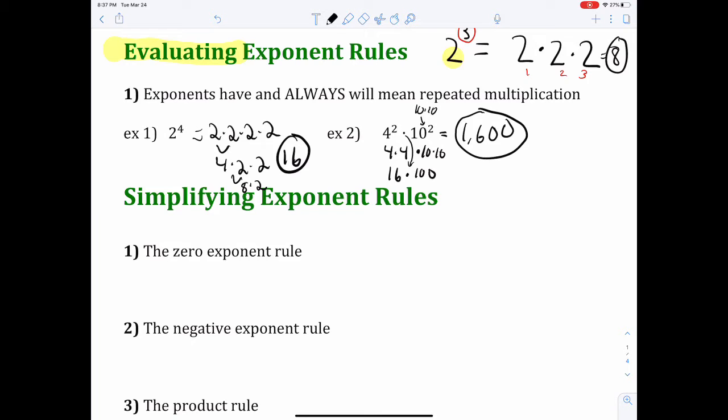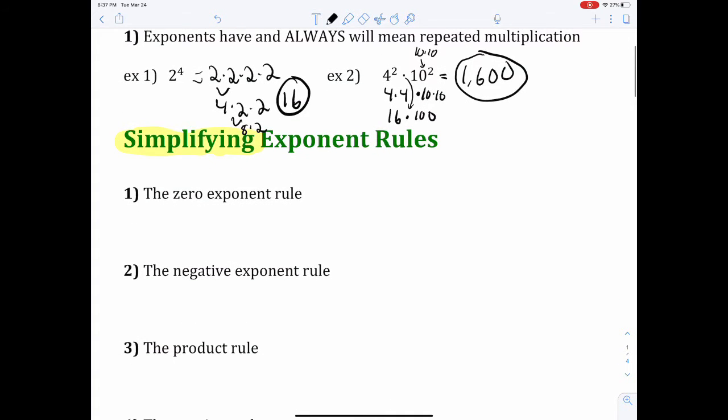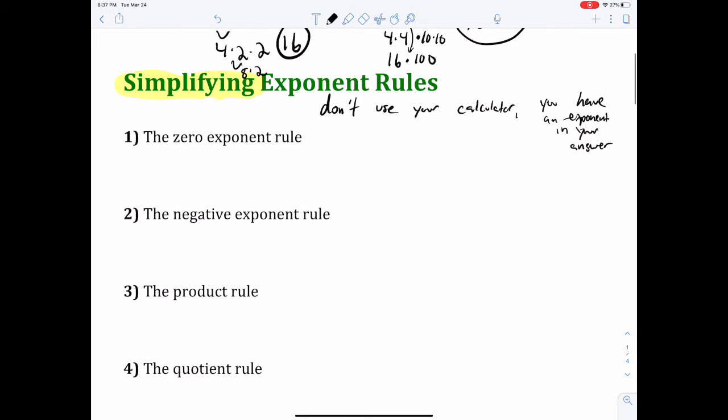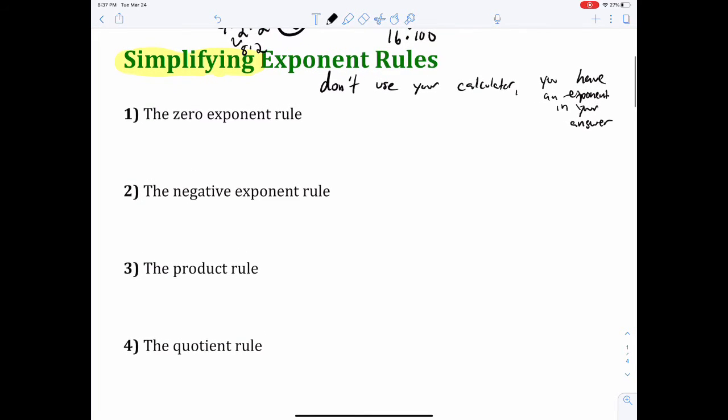Now, the second important thing that we have to do in this unit is simplify exponents. Simplifying exponents means you don't use your calculator. You have an exponent in your answer. Some people are just evaluating all these questions. No, you have to simplify. It tells you simplify. And we'll do some questions in a second, but there's 4 important rules that you have to know on how to simplify exponents.